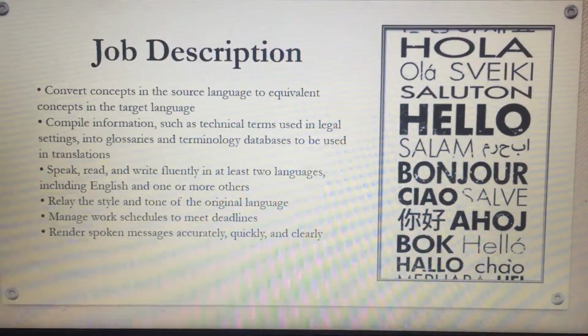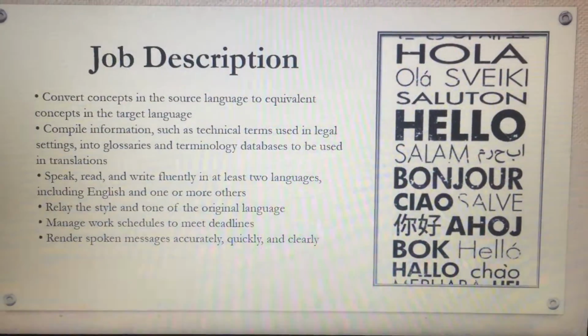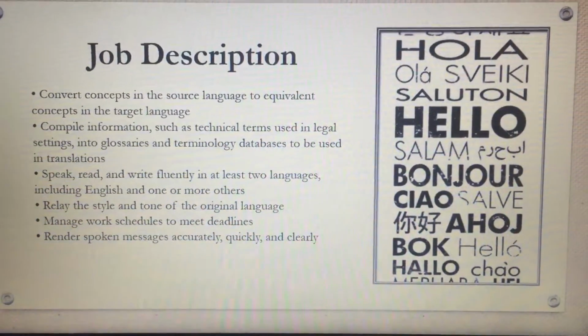Relay the style and tone of the original language. Manage work schedules to meet deadlines. Render spoken messages accurately, quickly, and clearly.